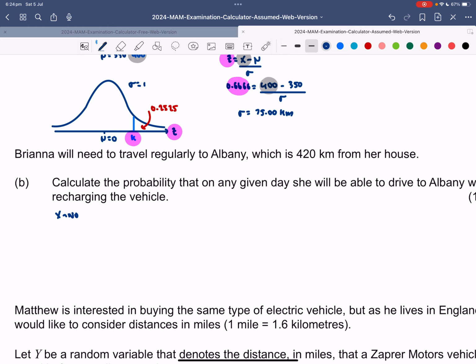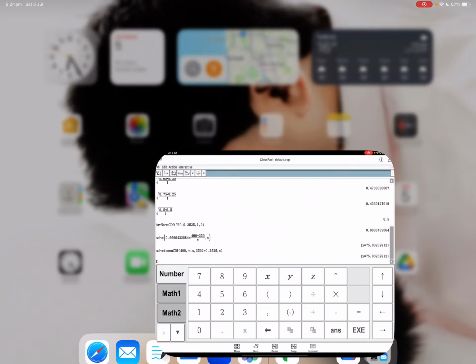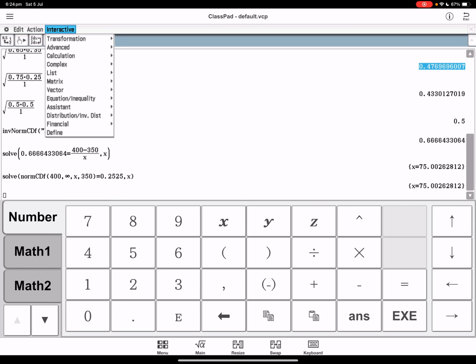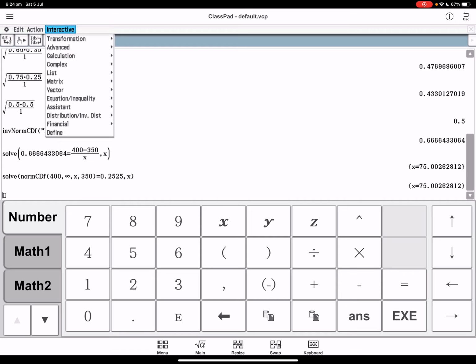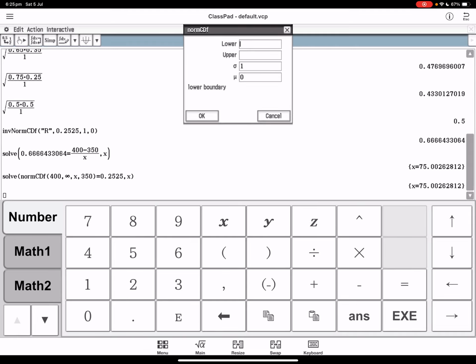So x squiggly norm, mean is 350. Standard deviation we just worked out to be 75. And we want the probability that x is more than 420. This is going to be highly unlikely. Interactive, distribution, continuous, norm CDF. We want the probability that her car will go for more than 420 kilometers.